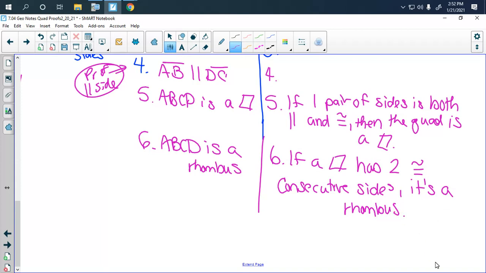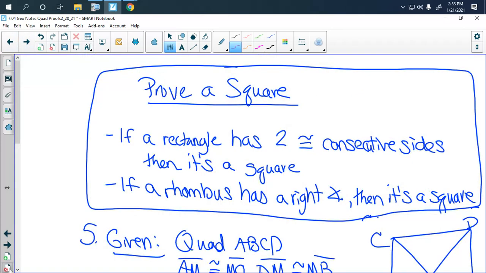You need to know your 5 properties of a parallelogram: opposite sides congruent, opposite sides parallel, opposite angles congruent, diagonals bisect each other, and consecutive angles are supplementary. Make sure you have those 5 memorized. Then you also need to know that a rectangle is a parallelogram with 1 right angle, and a rhombus is a parallelogram with 2 congruent consecutive sides. If you study those, it'll make doing these a lot easier and also a lot faster. All right, the last one we'll do here is proving a square.